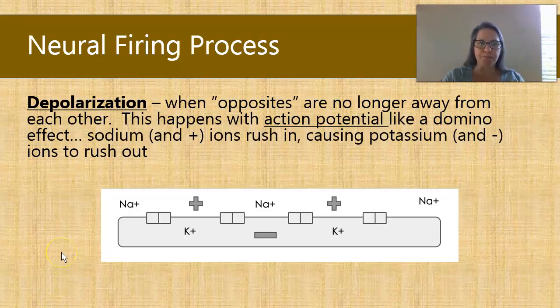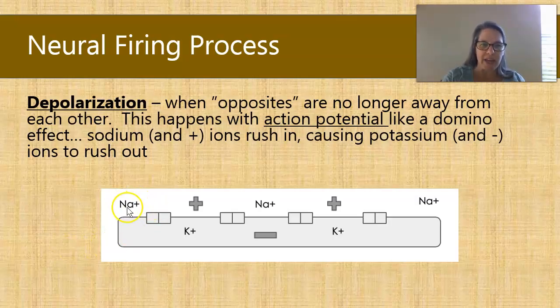All right, so now we're going to talk about depolarization. Okay, so those opposites that are away from each other are no longer away from each other. And this happens when that action potential, that electrical signal, comes into the axon. Okay, so it is a domino effect. Have you ever set up dominoes and then you hit one and they hit each other and it creates this whole thread of dominoes being knocked over? This is how the neuron fires. It's similar to a domino.